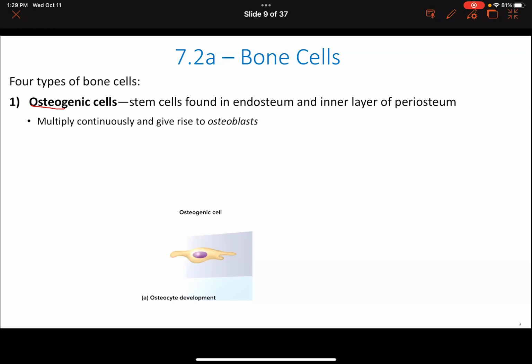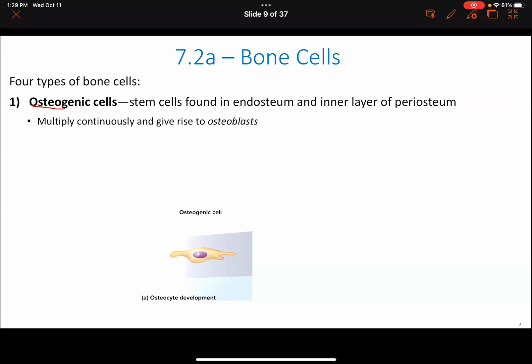So the first type is osteogenic cells. The osteogenic are going to be stem cells. They're found in the endosteum, that inner layer within a bone, lining a medullary cavity. But you can also find them in the inner layer of the periosteum.